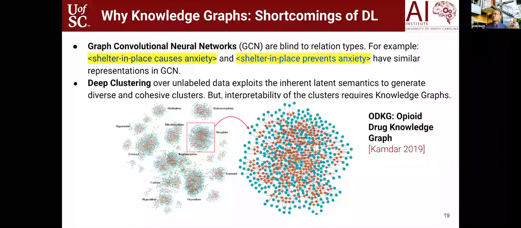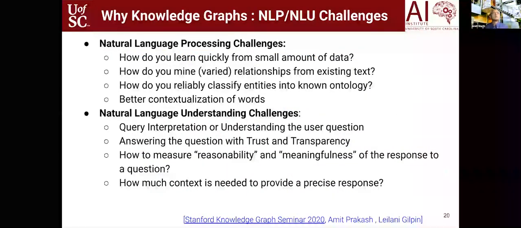The same was true if you go back to earlier techniques like latent semantic indexing, or latent semantics and related algorithms. But if you use a knowledge graph that separately models the relationships, causes and prevents, then you can develop a solution to be able to do so.